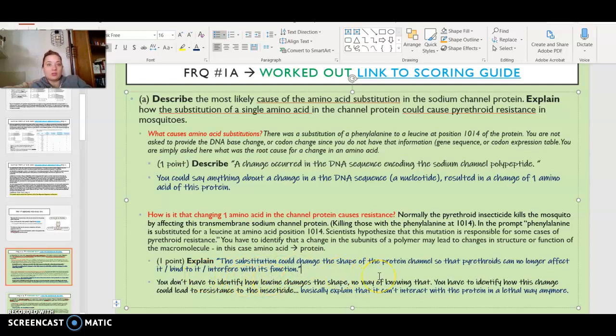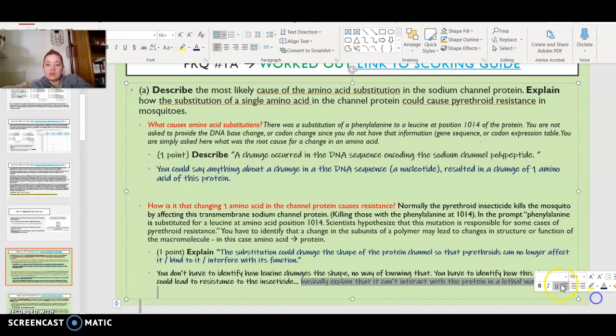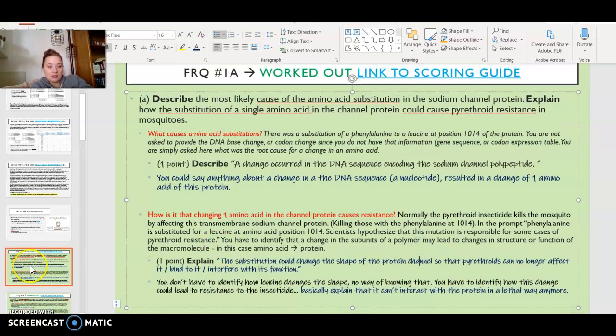You don't have to go into the properties of leucine or phenylalanine. You don't have that information, so you're not expected to come up with it out of nowhere. That's beyond what you need to know. You don't have to identify how the protein has changed in shape, like that it is now outside of the membrane when before it was in the membrane. You basically just need to explain that this protein no longer interacts in a lethal way with the insecticide. It has now incurred resistance for the mosquito and the mosquito survives. So that is for A.